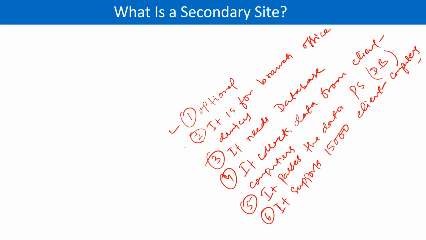So it is optional. It is basically for branch offices. It needs a SQL Server database or SQL Express. It needs a database, and it collects data from client computers, and then it will pass on the data to the primary site. It supports up to 15,000 client computers, not more than that. Clear, Rajesh? Yes.